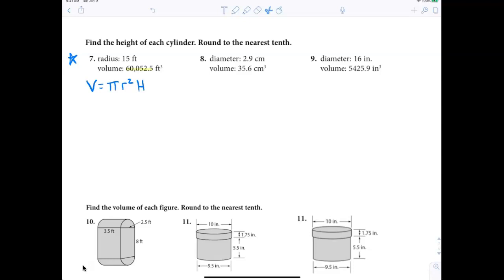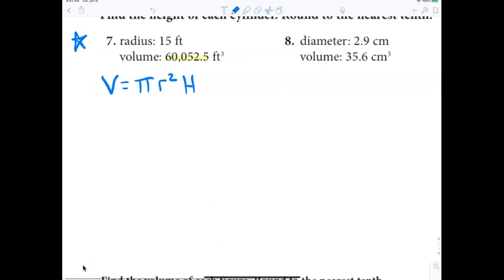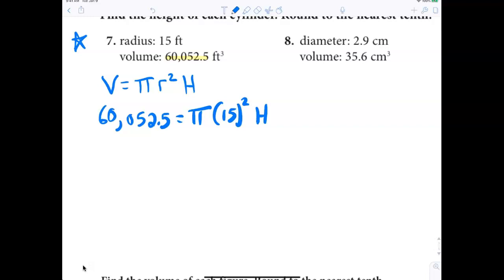Now, again, you're just making a substitution. What is the volume? This time they give us the volume. So we write 60,052.5 is equal to pi. What's the radius? That's what I want everybody to write down now. Now we're doing a little bit of algebra. So now I need someone to tell me what pi times 15 squared is. Everybody do that on your calculator. And what is that?